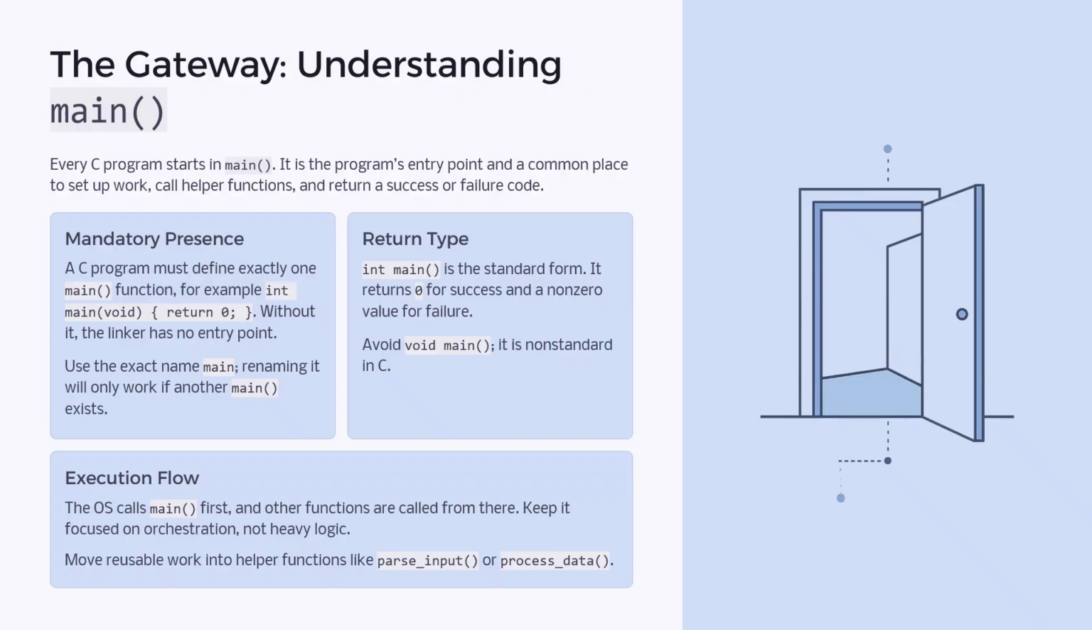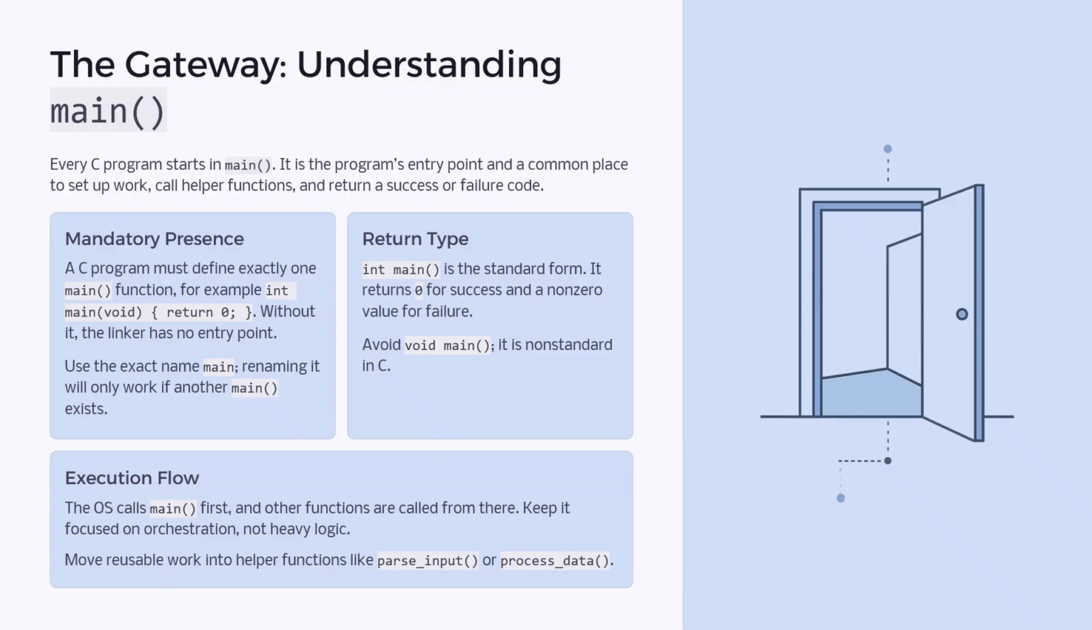Mandatory presence. A C program must define exactly one main function. For example, int main, return 0. Without it, the linker has no entry point. Use the exact name main; renaming it will only work if another main exists. So we have to keep in mind that whenever we are giving the main function, we have to give it in a proper way. As we know, C is a case-sensitive programming language. And if we are giving some other name to the main function, we should make sure that there is a main function existing in our program.